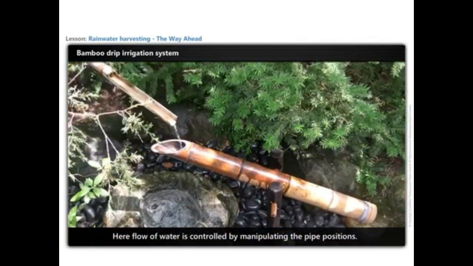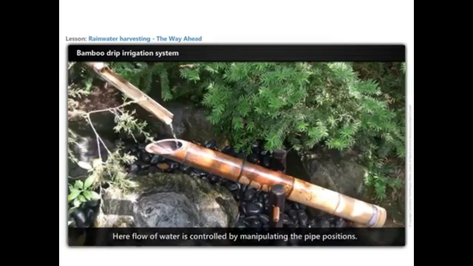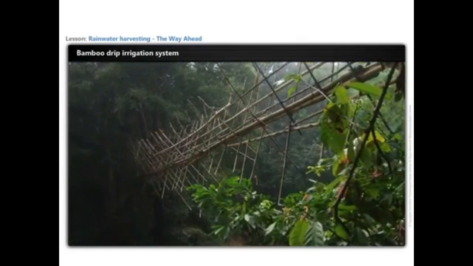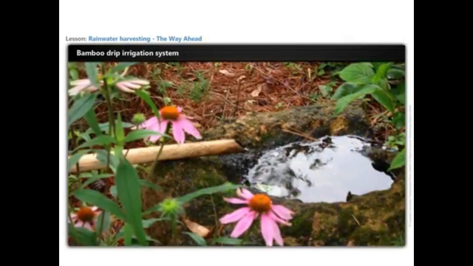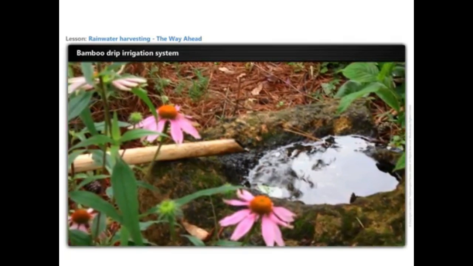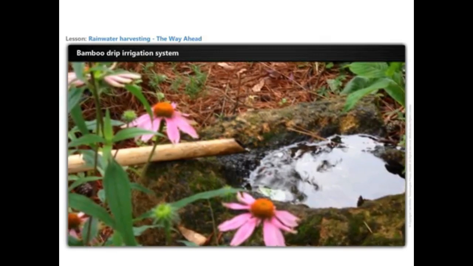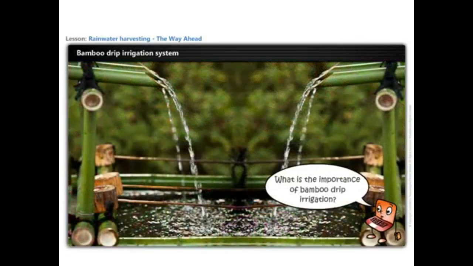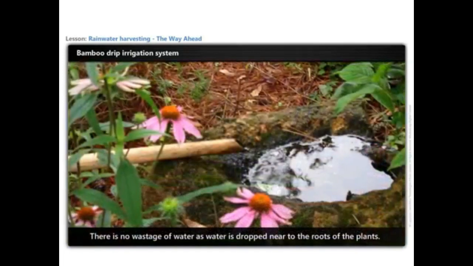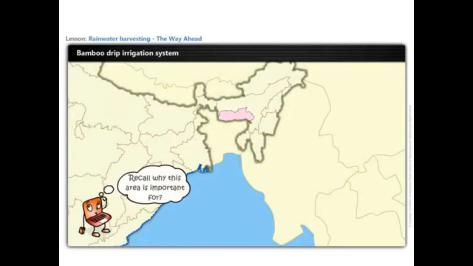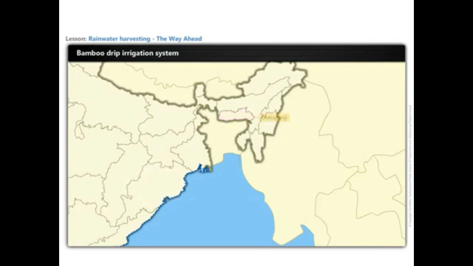Then, channel sections are made to divert water to the plant site, and the pipes are distributed into branches which are laid out with different forms of bamboo pipes. Here, the flow of water is controlled by manipulating the pipe positions. If the pipes need to pass a road, they are taken high above the road. Reduced channel sections and diversion units are used at the last stage. The last channel section enables water to be dropped near the roots of the plant. What is the importance of bamboo drip irrigation? There is no wastage of water, as water is dropped near the roots of the plants.